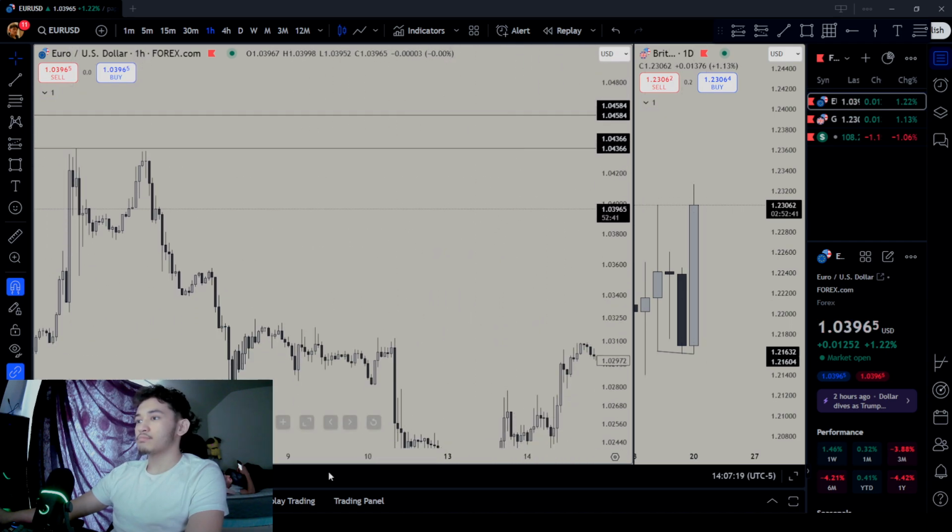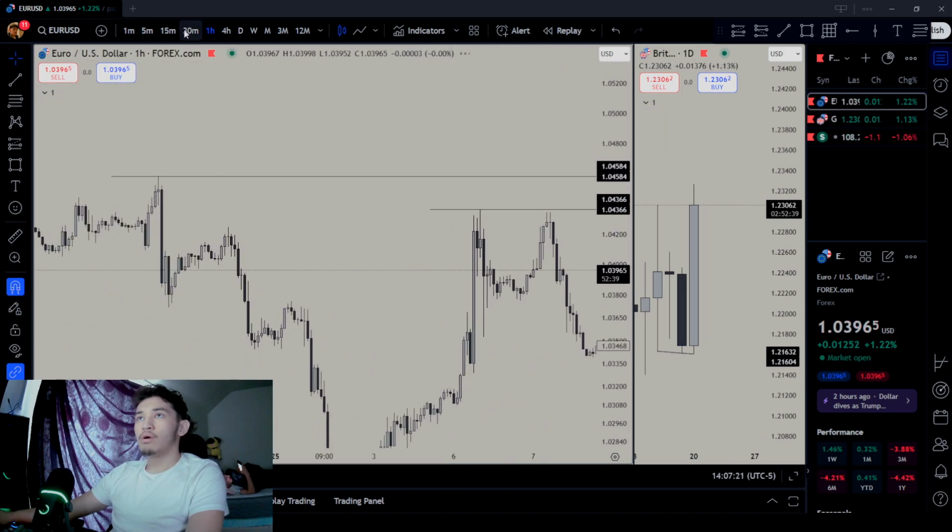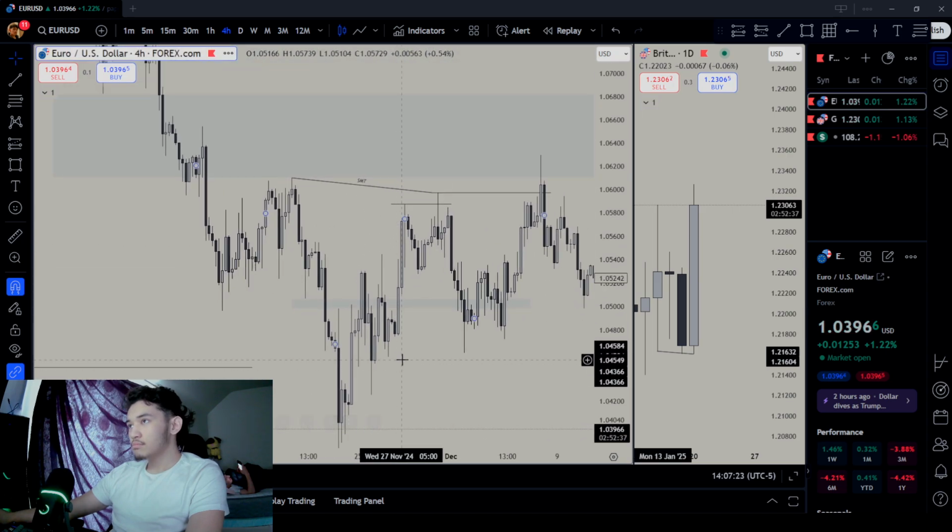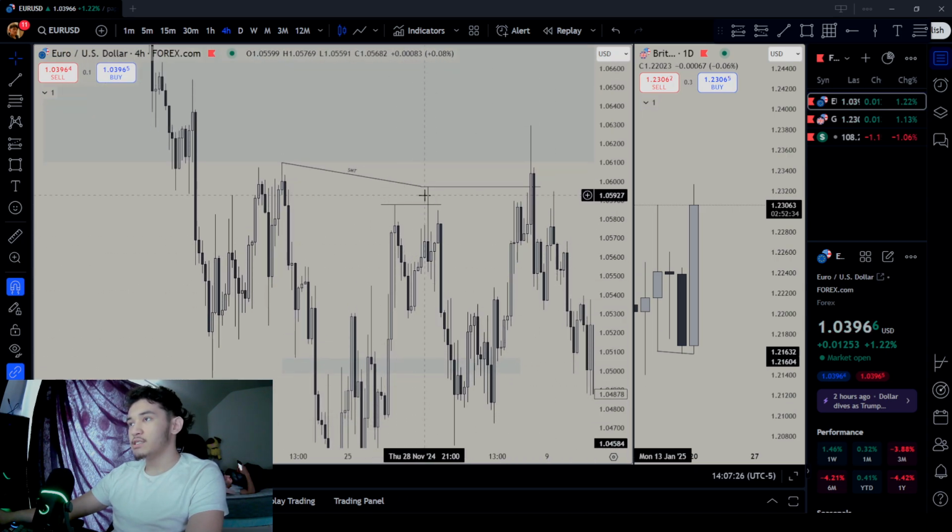So now, for this other one that we showed, the other example, we had a confirmation on this SMT with CISD, right? You can see we had a confirmation for the CISD right over here, right? So you see right over here, it's confirmation. The market plummeted to the downside, right? So it confirmed that the market wants to go down.